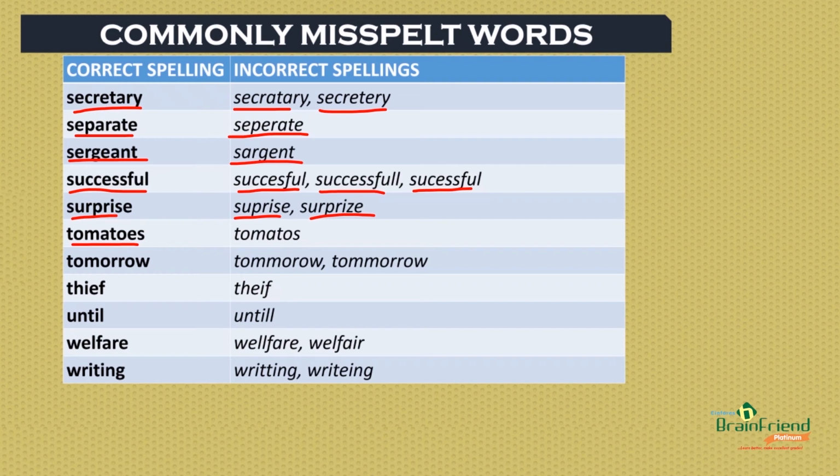T-O-M-A-T-O-E-S, but wrongly spelled as T-O-M-A-T-O-S. Also, we have tomorrow, spelled T-O-M-O-R-R-O-W, but wrongly spelled as T-O-M-M-O-R-O-W or T-O-M-M-O-R-R-O-W. Next, we have thief, spelled as T-H-I-E-F, but wrongly spelled as T-H-E-I-F.